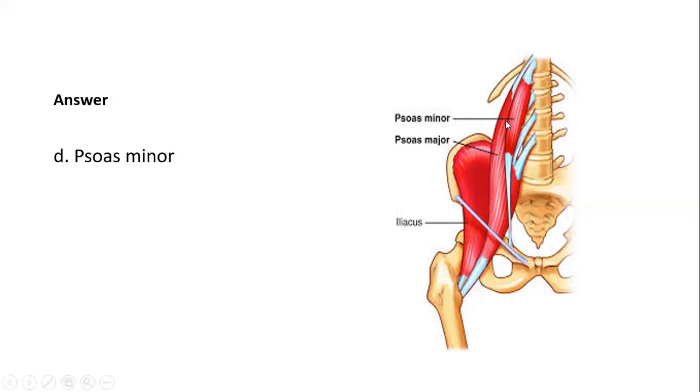So look at this diagram. Psoas minor is accompanying psoas major, but look at their distal attachment. It has ended just above, over the superior ramus of the pubis. It is not extending down like psoas major is. This is why it is not coming into the floor of the femoral triangle. It is attached proximal to the floor of the femoral triangle.